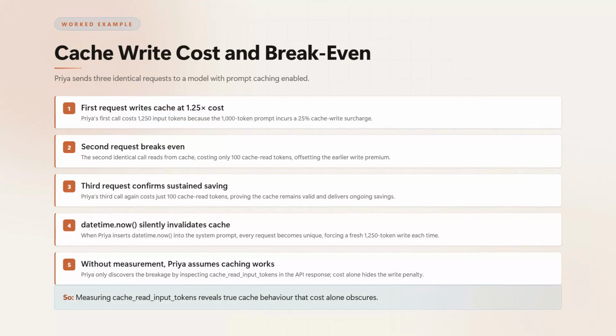But when Priya inserts datetime.now into the system prompt, every request becomes unique, forcing a fresh 1,250 token write each time. Without checking cache read input tokens, Priya would assume caching works, missing the silent invalidation entirely.